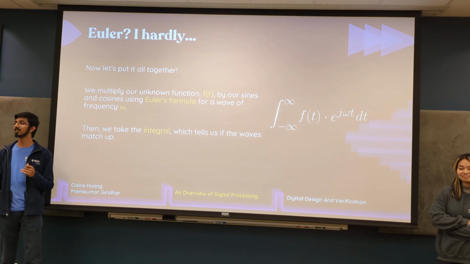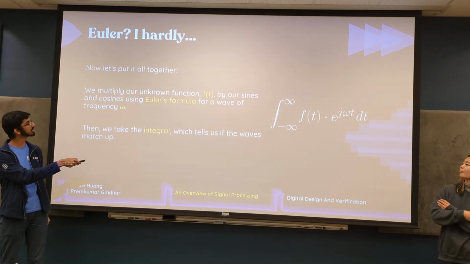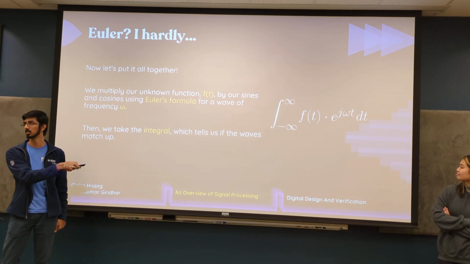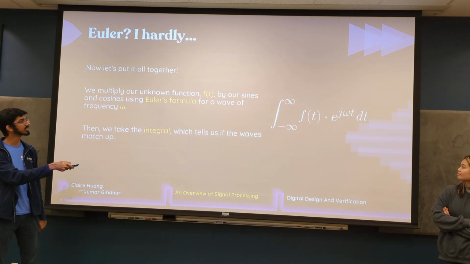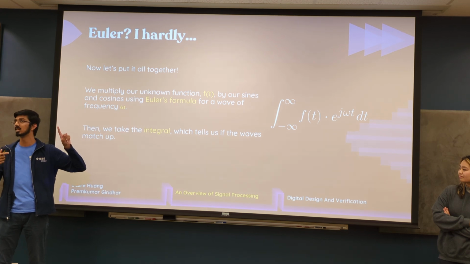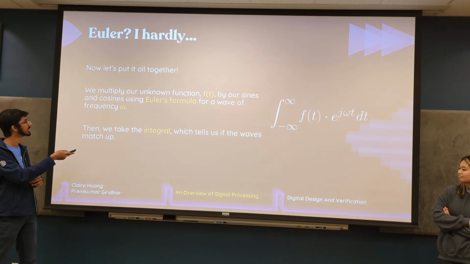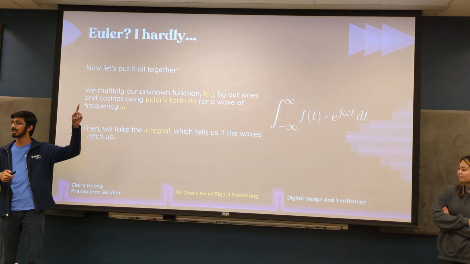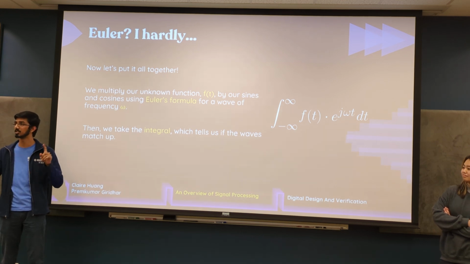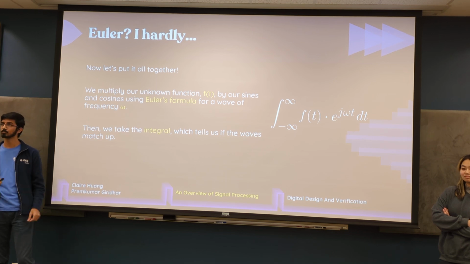Right. So now we're going to put everything together. We're going to take the unknown function, f of t, and multiply it by our packed down sines and cosines, which is e to the j omega t, Euler's formula. And this tells us how much the two signals match when the frequency of our testing sine and cosine is omega. And then we're going to take the integral, because that's what actually computes the area under the curve, which is the value that we use to determine if the two waves do indeed match. Does this part make sense to everyone?